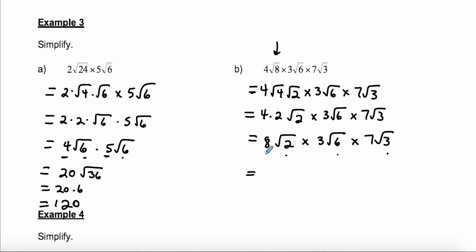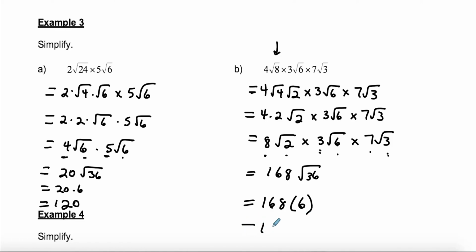I can multiply 8 times 3 times 7, so I get 168 times the square root of 36. I took my radicals and multiplied them separately, and I took my coefficient numbers out front, 8 times 3 times 7, and I got 168. But that's 168 times 6.